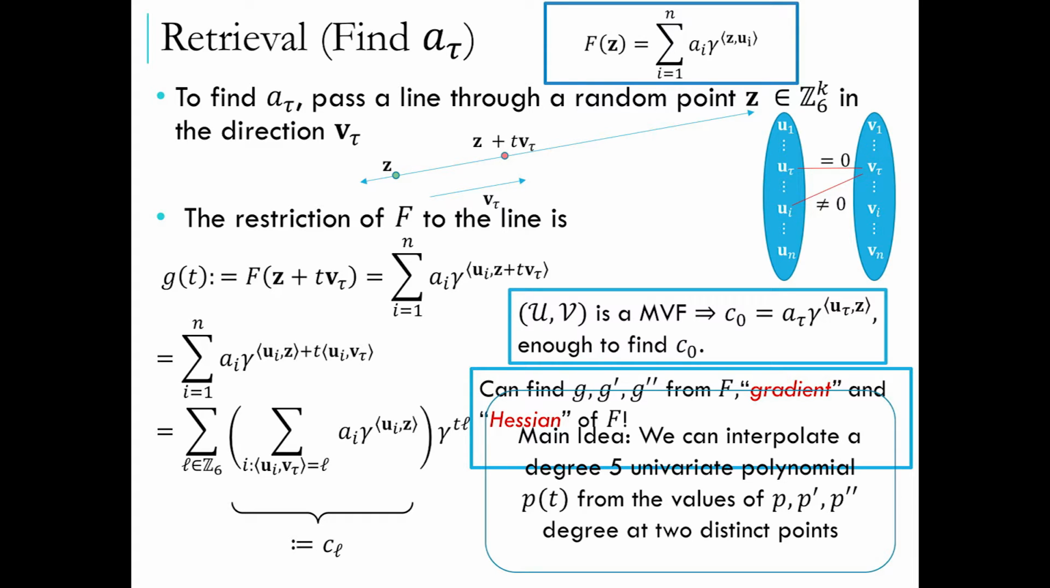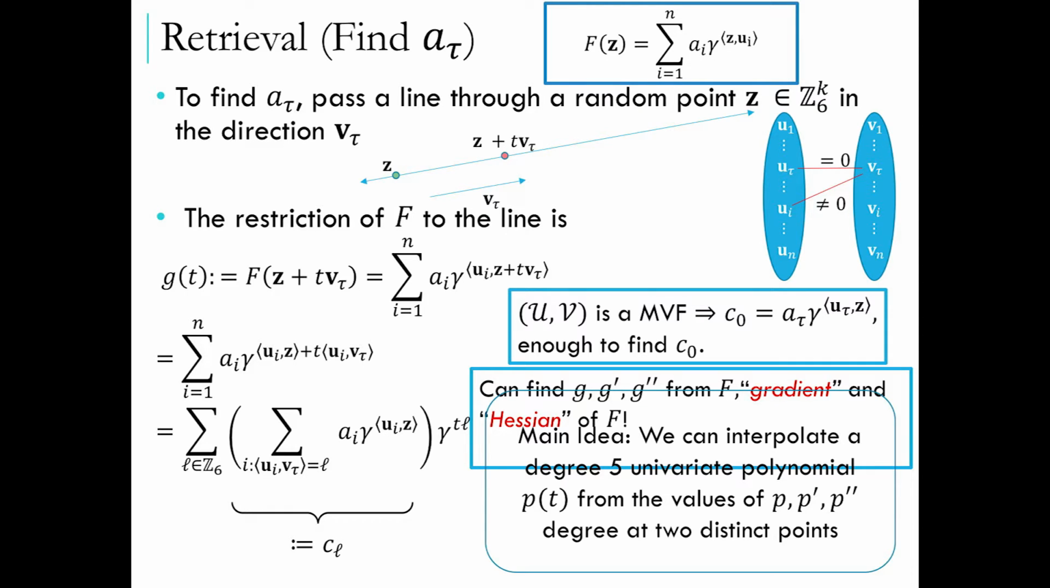Okay, so now we use the crucial defining property of the matching vector family. If you look at C0, what is C0? C0 is a summation over all i such that ui inner product b tau is 0. But the defining property of the matching vector family is that there is exactly one vector which gives inner product 0 with b tau, and that is u tau. So the C0 term has exactly one term in the summation, and therefore C0 is a tau times gamma raised to the inner product of u tau and z. That's the property of the matching vector family: it allows us to isolate the coefficient a tau that we are interested in from all the rest.